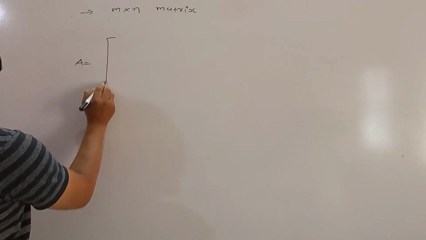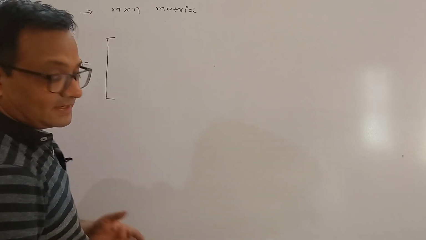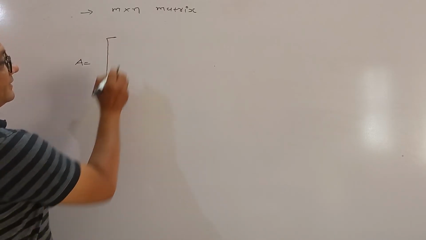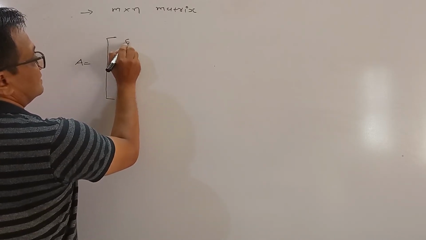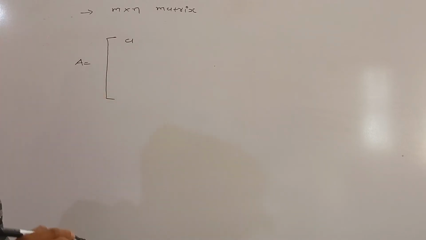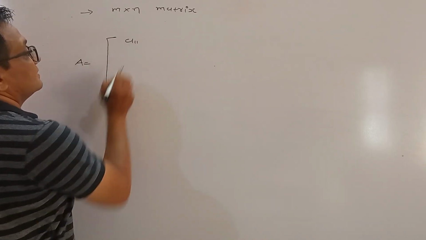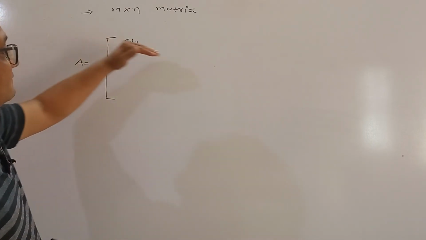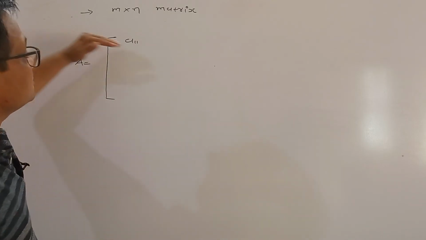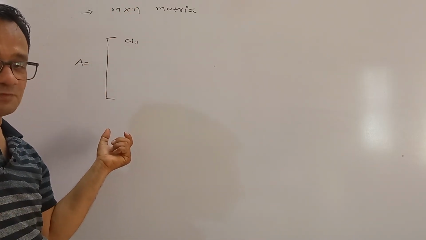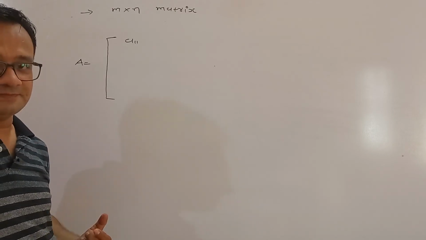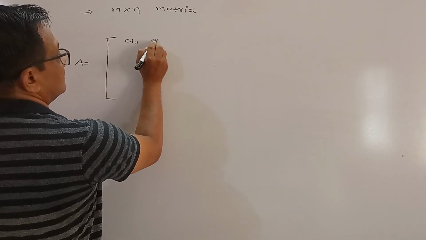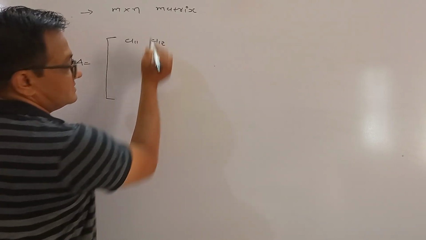First of all, we need a close bracket, because the whole array of numbers is within a bracket. Now your first entry is small a11. A11 means the first digit stands for row and the second one stands for column. So a11 is lying in the first row and first column. Now second, a12, means first row, second column.